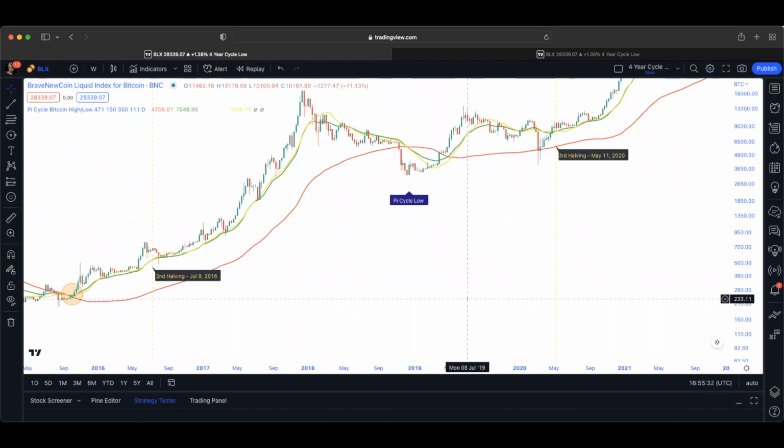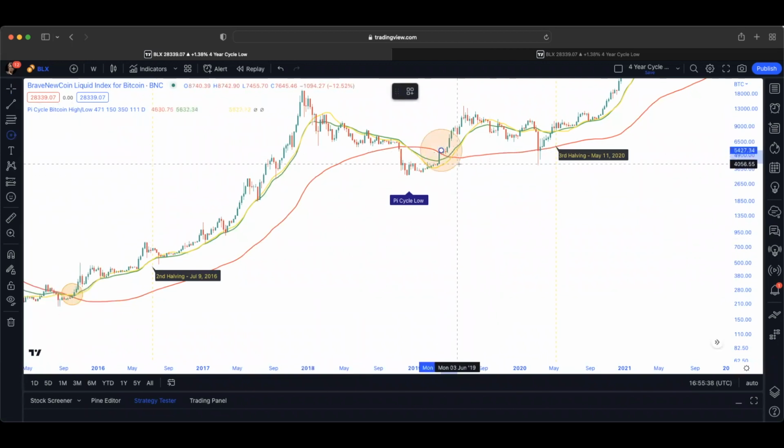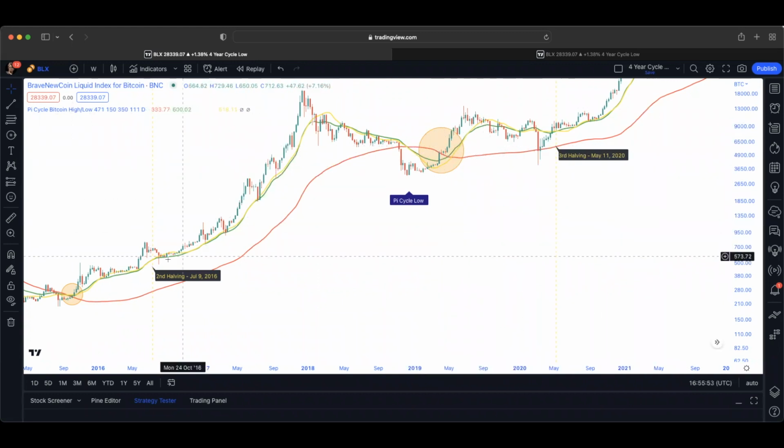The next one, as you can see, was back in April of 2019. Here, I'll circle it for you. You can see all the moving averages clustering and crossing, and then Bitcoin is able to get its price above these moving averages, and there's a significant move to the upside. Those are the two previous times in Bitcoin's history that this has happened, so it's quite significant when it does.